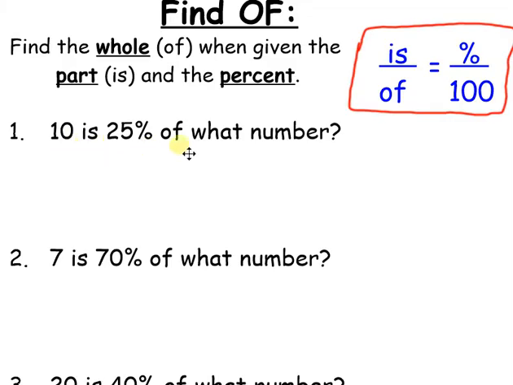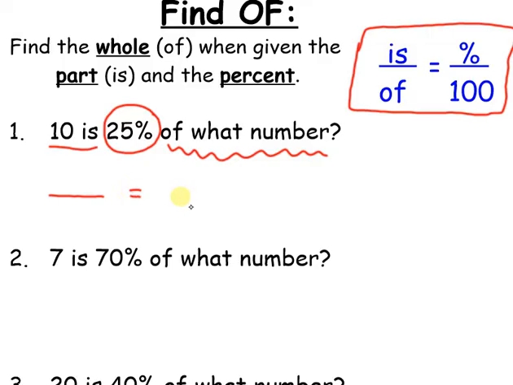So our first problem, you're going to watch me annotate it with specific markings. I encourage you to do that because it helps you set the proportion up. Once we get the proportion set up, it's solved like any other proportion that we've done so far. Okay, so 10 is 25% of what number? So you saw how I underlined the is, circled the percent, and put a squiggly line under the of. So let's go ahead and set up the proportion.